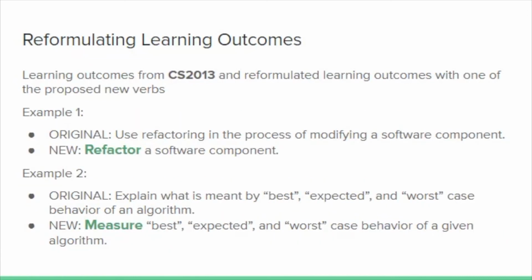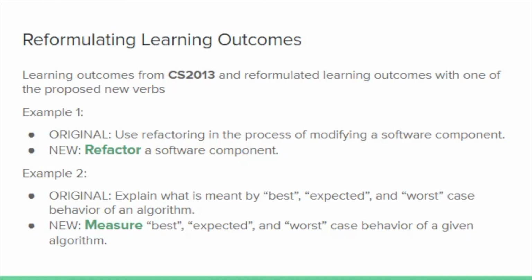For this next set of examples, we actually took a couple of learning outcomes that appear in CS 2013, ACM's guidelines for undergraduate computer science programs, and we reformulated them using one of the new proposed verbs. So in this first example, the learning outcome that appeared in CS 2013 reads, use refactoring in the process of modifying a software component. With the new verb lists and the verb refactor available, we could reformulate that to be much more direct and simply say, refactor a software component.